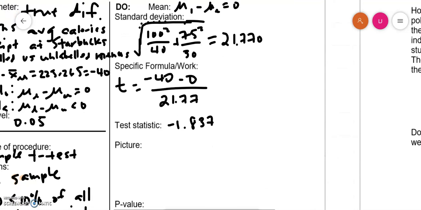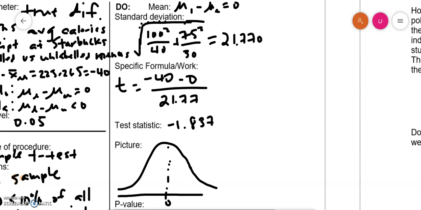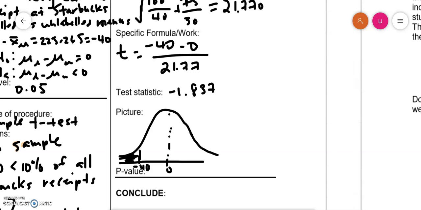Let me scroll up a little. For our picture, that means we're almost 2 standard deviations below the mean. The mean, again, we assume is 0. So negative 40 is going to land right around here, and we want the less than. And if we want to find our p-value, we can use tcdf to make that a little easier.